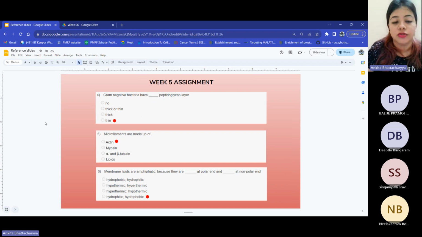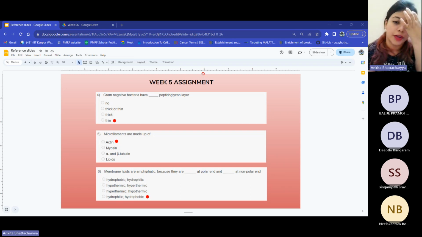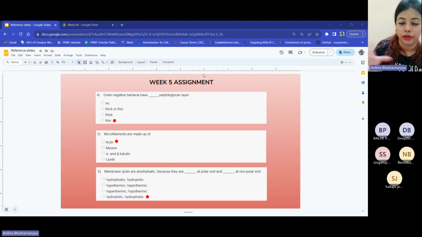Then in question 4, we are asked that gram-negative bacteria have dash peptidoglycan layer. So we were just talking about the peptidoglycan, and if you talk about gram-negative ones, they have a relatively thin peptidoglycan layer, but they instead have an outer layer which is present, the LPS or lipopolysaccharide layer, which has teichoic acids, etc. But the clear distinction between the two is determined by the thickness of peptidoglycan in gram-positive and gram-negative bacteria. So in this case, it would be thin.